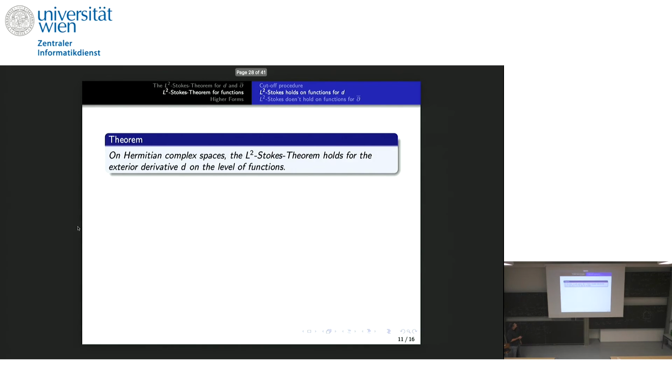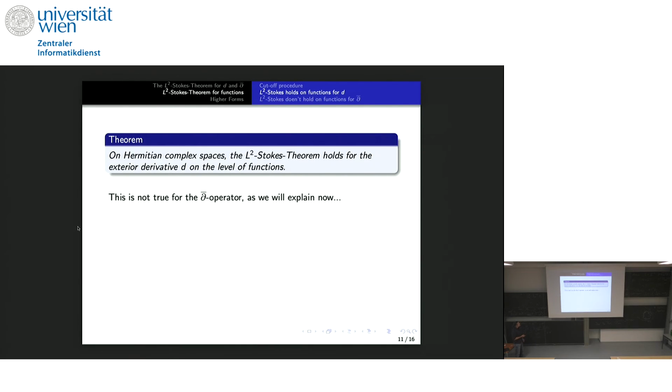Okay. So with this construction on Hermitian complex basis, the L2-Stokes theorem holds for the exterior derivative d, the de-Rham operator on the level of functions. And you could ask, well, how about the same procedure for the d-bar operator? And I can tell you that this will not work. So for the d-bar operator, it doesn't work.